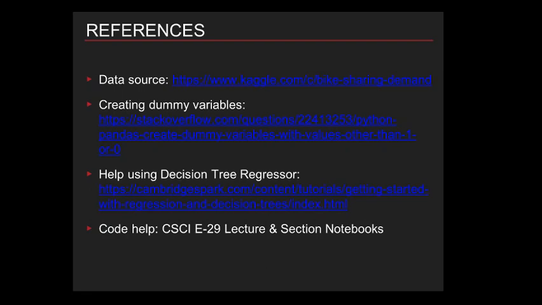So finally, I just want to show the different data sources. You can find the data source on the Kaggle page. I did find some help on creating dummy variables at this link, as well as some information on the decision tree regressor, but also a lot of help from the E29 lecture and section notebooks. So that is my presentation, and I hope that you enjoyed it.